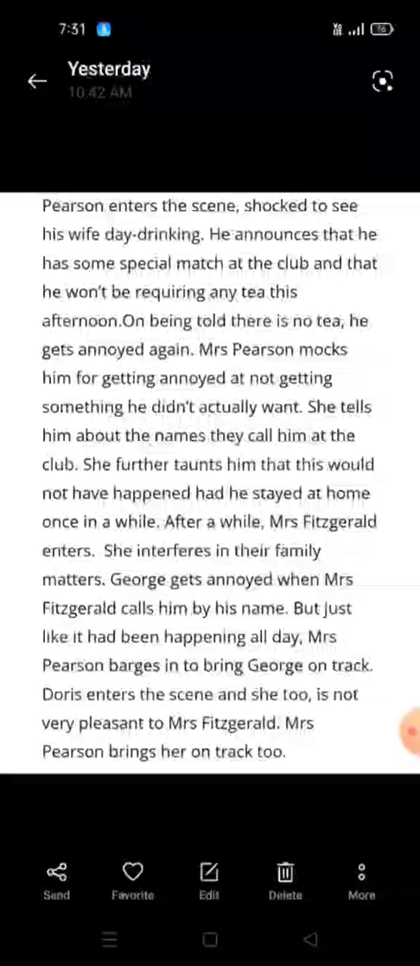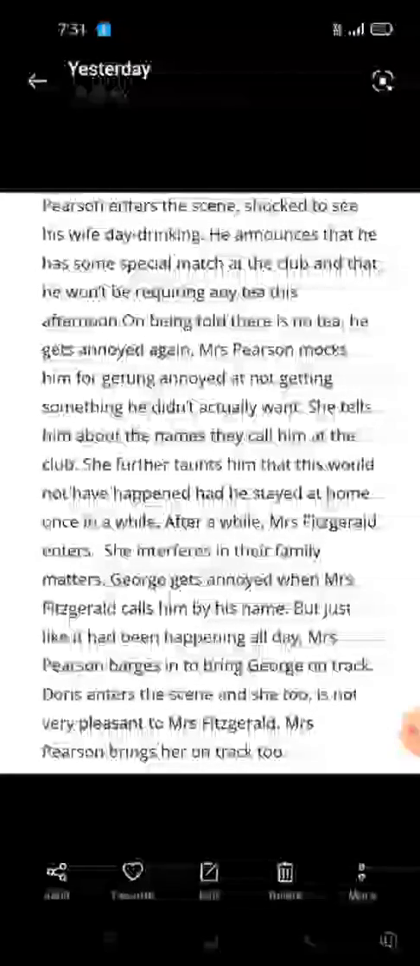Next, George Pearson enters the scene, shocked to see his wife day drinking. He announces that he has some special match at the club and that he won't be requiring any tea this afternoon. On being told there is no tea, he gets annoyed again.